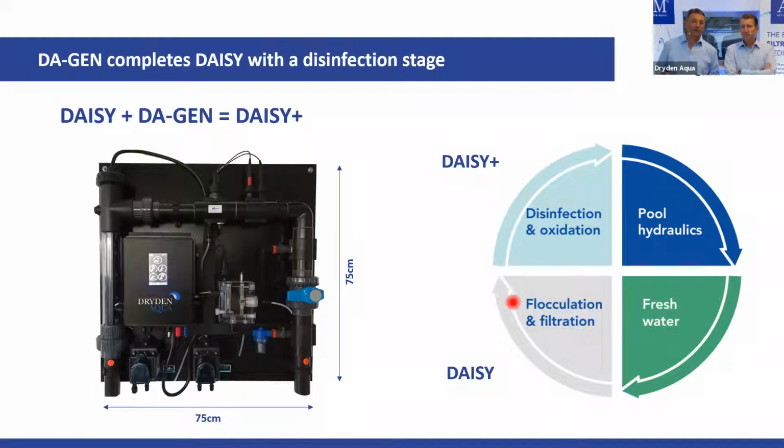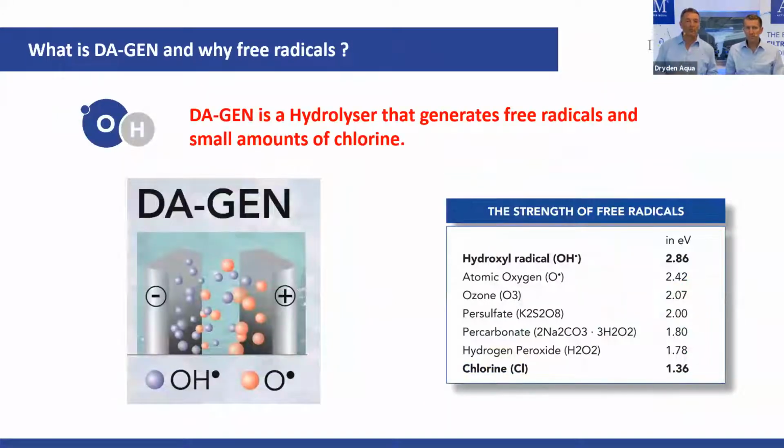We talked a lot first about pool hydraulics. We talked a lot about Daisy flocculation and filtration, and today we're talking about disinfection and oxidation. One of the solutions is this DHN. And the DHN, we always recommend to sell it as a complete set, where you have everything on a panel installed, easy to operate, and a complete solution.